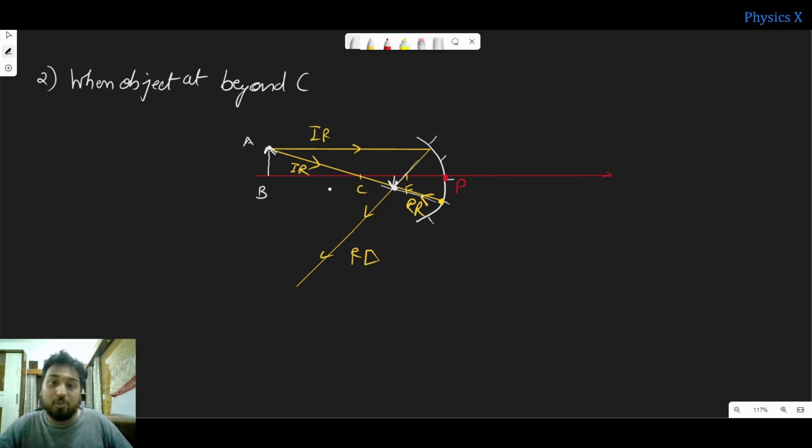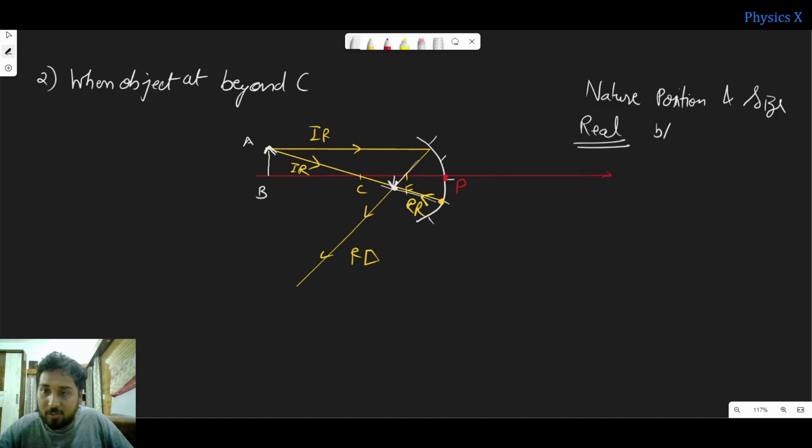Right. So you can observe that now we can consider the nature, the position and size of the image. So what is the nature? Obviously, the reflected rays are really meeting, so a real image is formed. What is the position? We can see that it is between C and F, between center of curvature and focus point, when the object is placed beyond C.